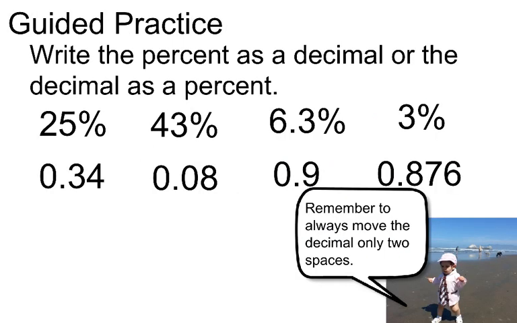Now it's your turn. You're going to write the percent as a decimal or the decimal as a percent. Remember, follow Layla's advice. Always move the decimal only 2 spaces. And then remember, when do we go to the left? When do we go to the right? Go ahead and take a minute to pause the tutorial and try these problems out on your own.